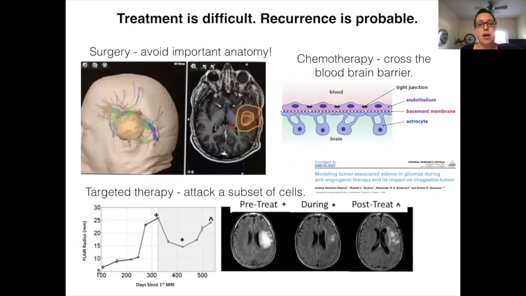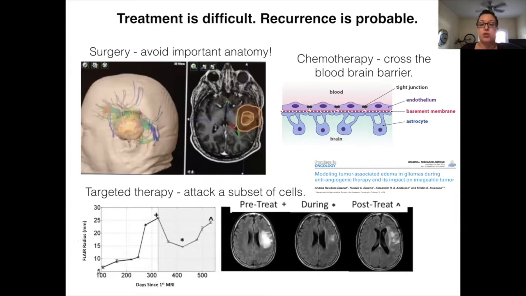And in the end, with glioblastoma, treatment is really difficult and recurrence is probable. I think the 5-year survival for glioblastoma is about 7%. So 2-year survivors are considered long-term in this disease. And there's a variety of reasons, one of them being how difficult the treatment is.